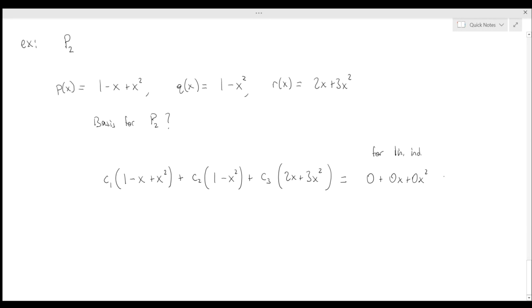And then if I wanted to check if they span the space, then rather than setting this combination equal to 0, for span you're supposed to set it equal to a generic element of your space instead.